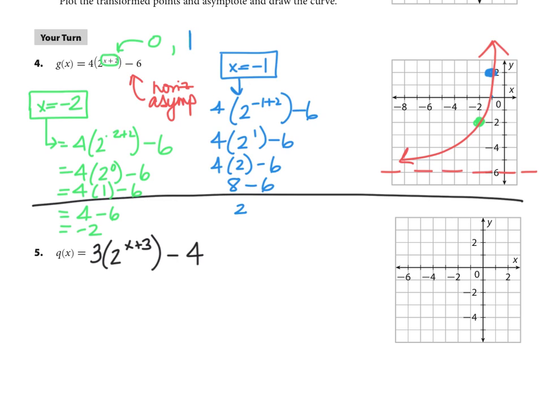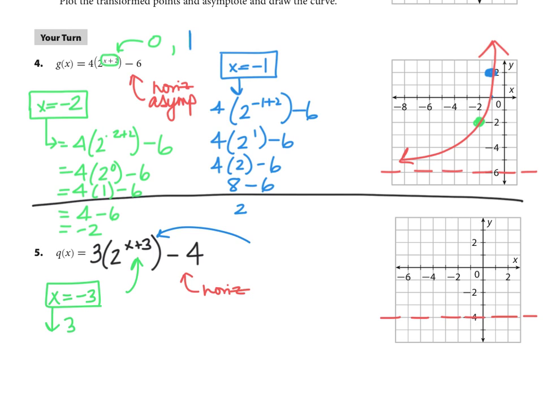Okay, this one's going to be really similar. Still going to have my same horizontal asymptote. So this time it's just going to be at -4. And then we want to pick 2 values, one that makes the exponent 0 and one that makes it +1. So 0 is just going to be -3. So I just plug that in.